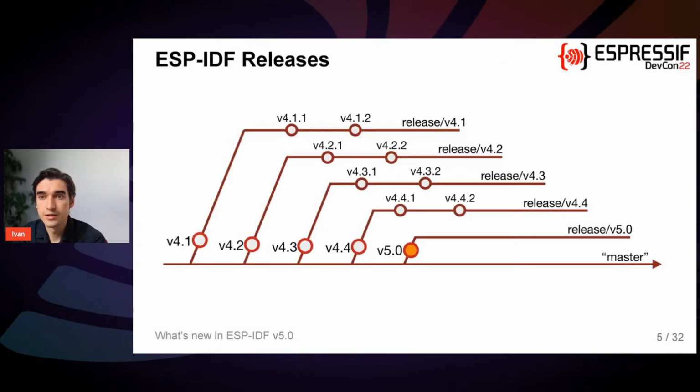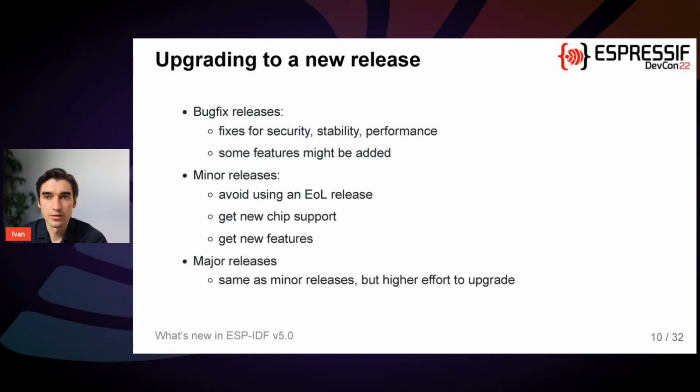Now, if we look back at this diagram, suppose you have a product based, say, on version 4.3.1. When the new release comes out, should you upgrade? Should you upgrade, for instance, to 4.3.2 or 4.4.1 or 5.0? So let's talk for a second about what to expect when upgrading to a new release.